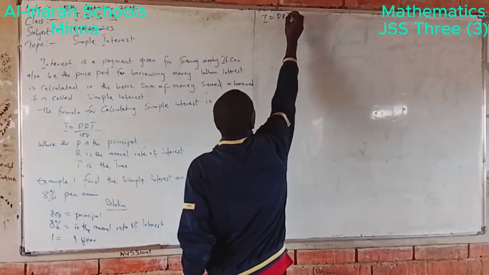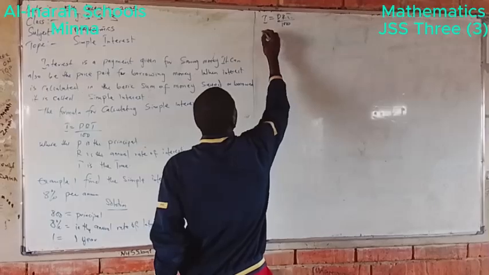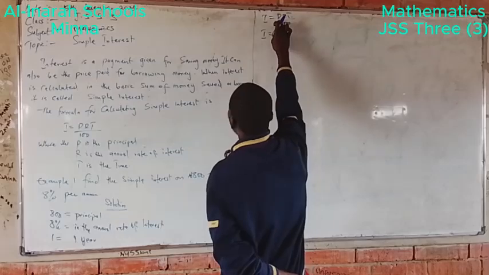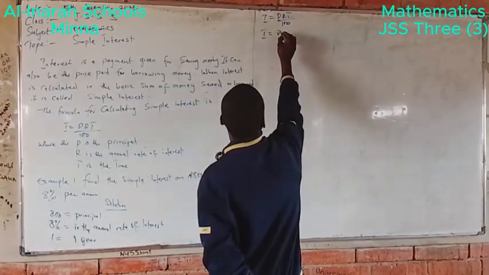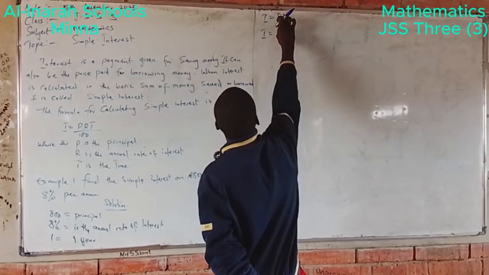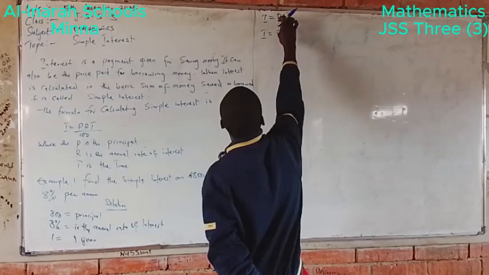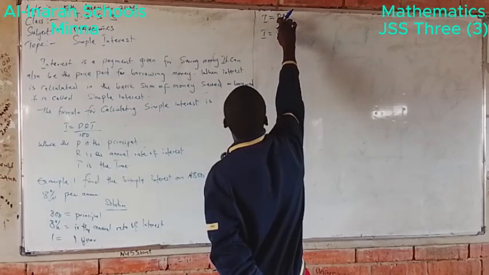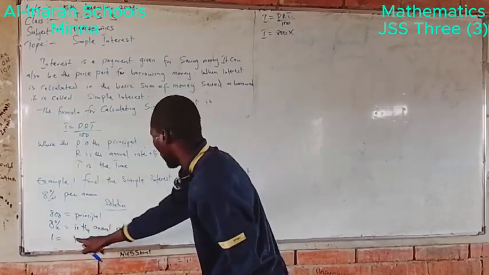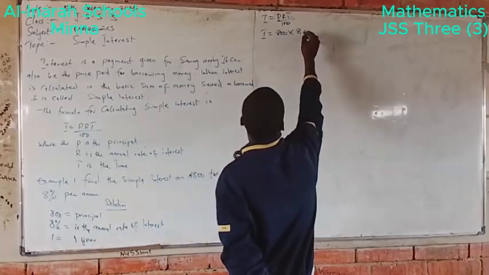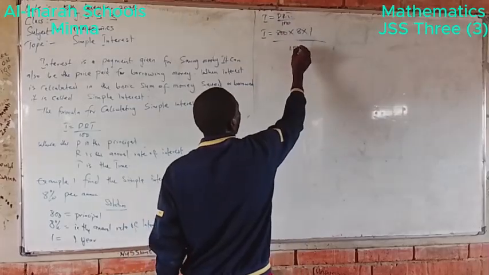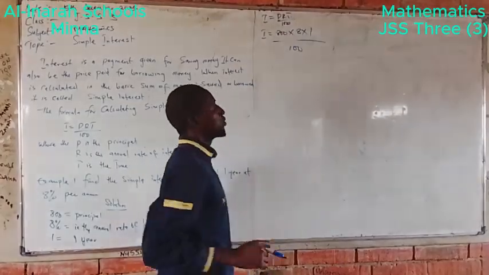Our I, we don't know, because that is the interest being attached to this money. I is equal to our P, which is 800, times... In JS2, I made something clear to you: whenever we have two alphabets, there is something that exists between them, which is what? Multiplication. So between P and R, we have times. Times our R, which is 8, times T, which is 1, over 100. Now we have substituted all this.